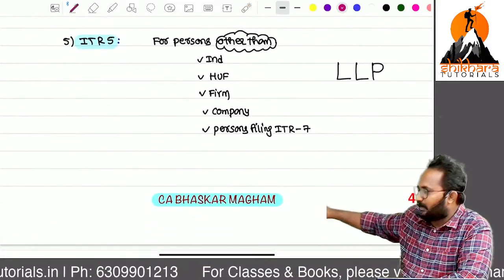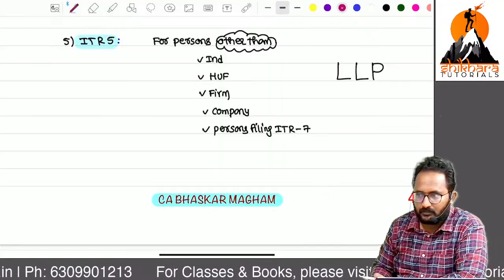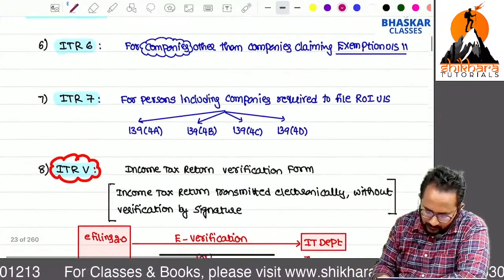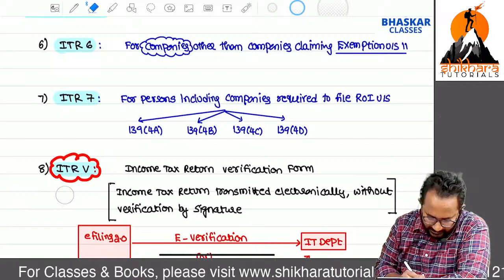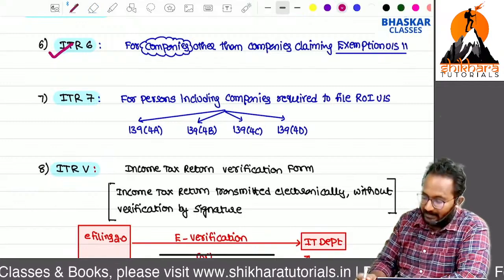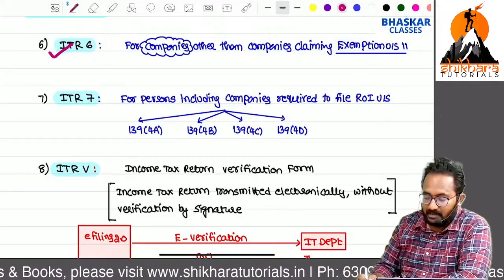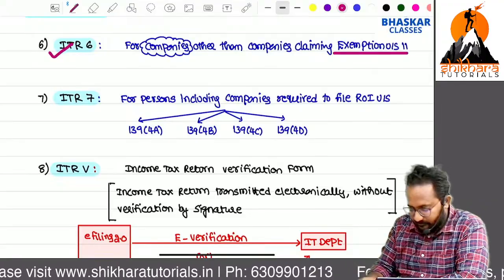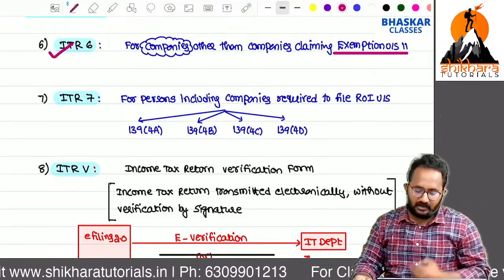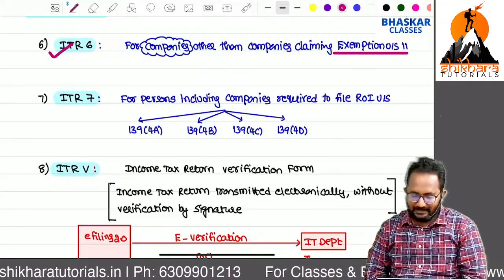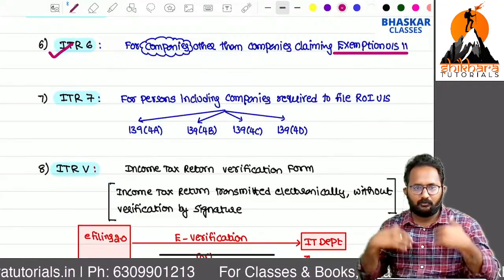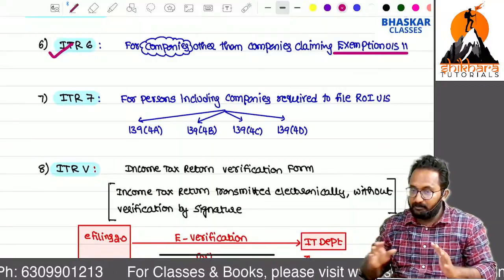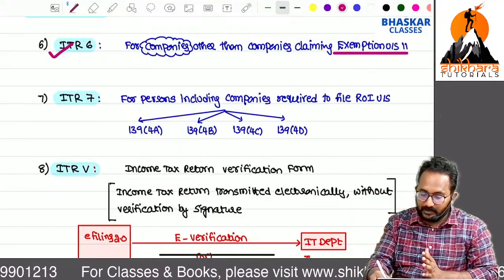Sir, ITR 5 we can discuss after some time. Now I want to go with ITR 6. ITR 6 is for companies other than those claiming exemption under section 11. Generally, companies will go with ITR 6. If any company wants to file its return of income, it will always opt for ITR 6. Some companies are eligible for exemption under section 11.